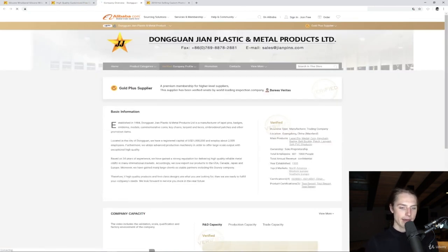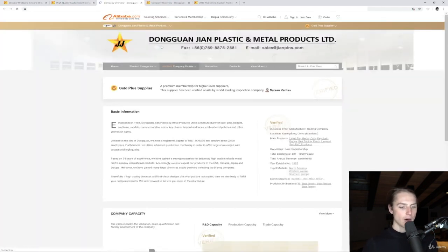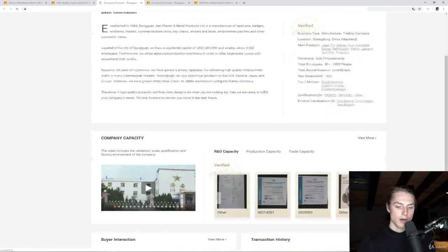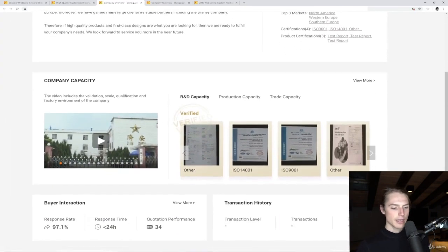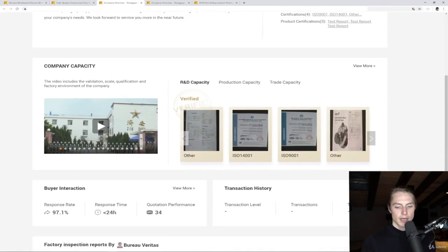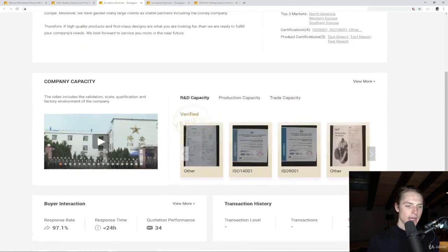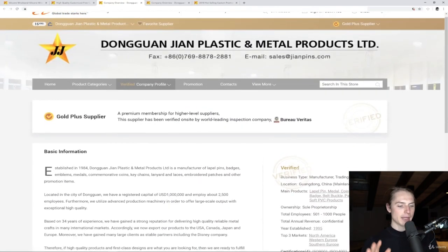So by clicking on that right there, we clicked view company profile. Now, they've been verified by a world-leading inspection company. Their main products. So what are the goals here? Sometimes they can show certifications, but I wouldn't look into that too much. Anybody could fake a certification, and this info isn't that important.